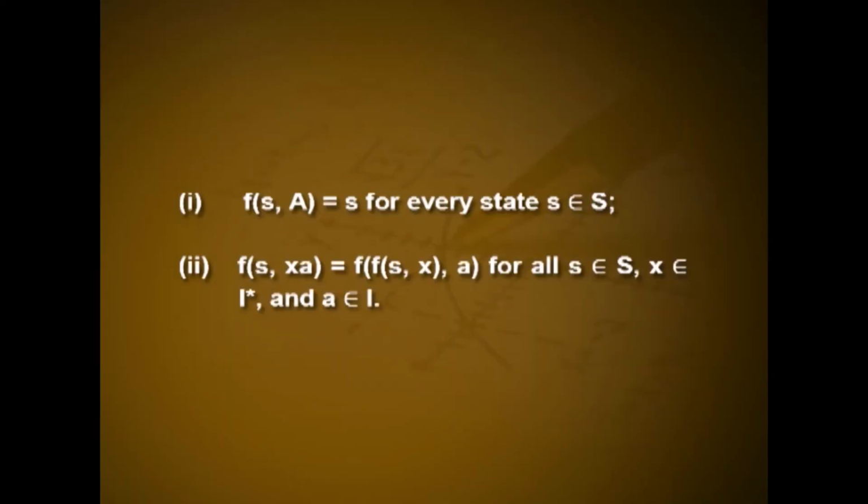Formally, we can define this extended transition function f recursively for the deterministic finite state machine M equals (S, I, f, S0, F) by f of (s, λ) is equal to s for every state s in S, and f of (s, xa) is equal to f of (f(s, x), a) for all s in S, x in I star and a in I.